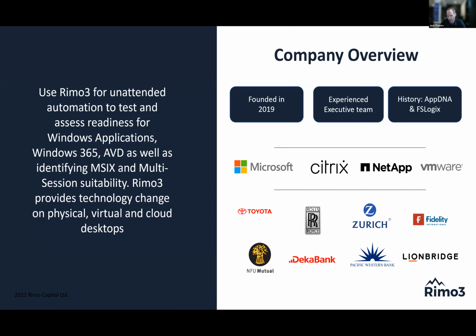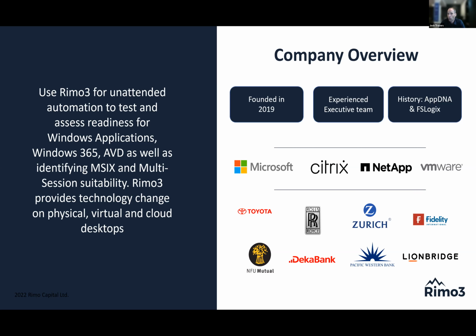In terms of the company history, we were founded in 2019. However, our executive leadership team collectively have hundreds of years in the application space. If you're familiar with a technology called AppDNA, our CTO as well as our CEO were the principals of that organization, which later got acquired by Citrix. Then on the sales and marketing side, the CRO and CMO were also the key executives in a technology you also may be familiar with, such as FS Logic.